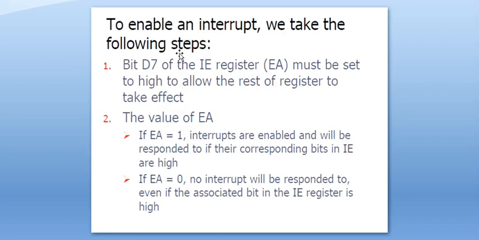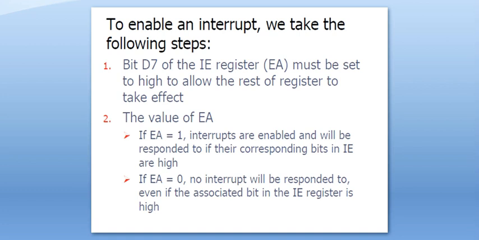Bit D7 of the IE register must be set to high to allow the rest of the register to take effect. And the value of EA: if EA is 1, interrupts are enabled and will be responded to if their corresponding bits in IE are high. If EA is 0, no interrupt will be responded to. So if EA is 1, then whichever interrupts we are getting will be responded to, otherwise they will not be responded to.